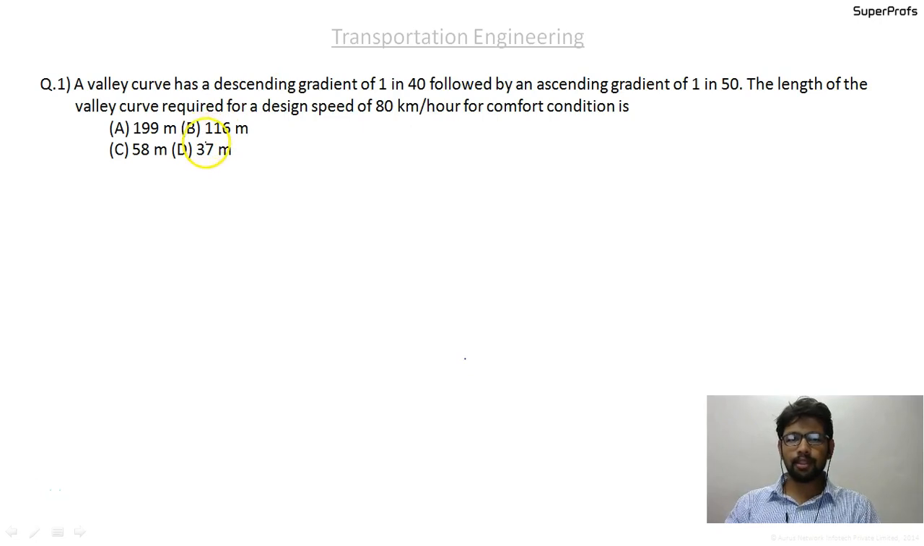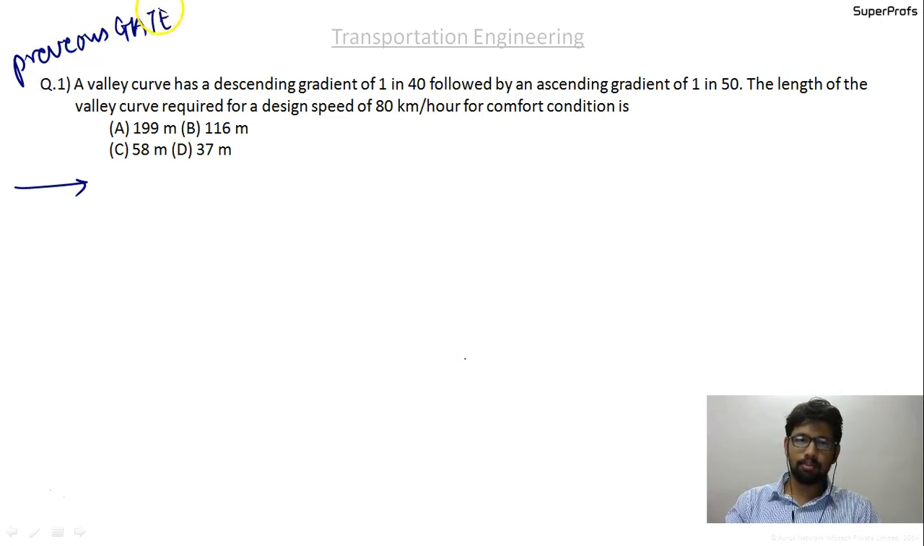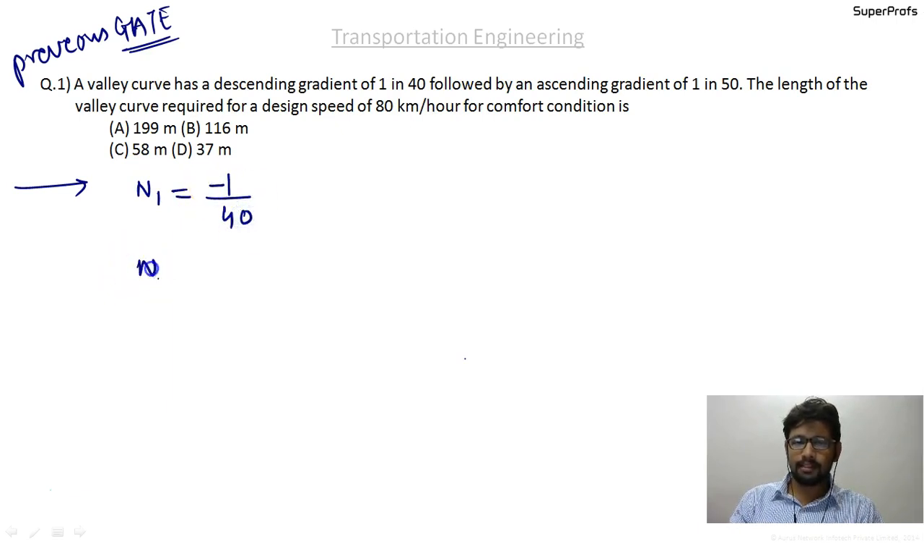So now let's take some numerical questions based on the vertical curves. The first question is a previous GATE question. I don't know the year in which it was asked. A valley curve has a descending gradient of 1 in 40 followed by an ascending gradient of 1 in 50. The length of the curve required for a design speed of 80 kilometers per hour for comfort condition is?